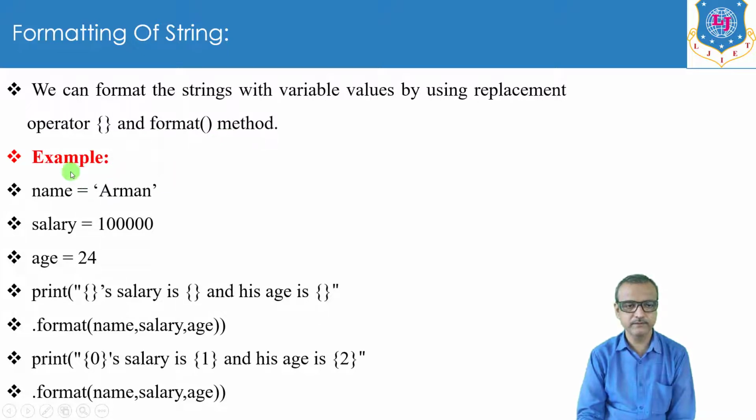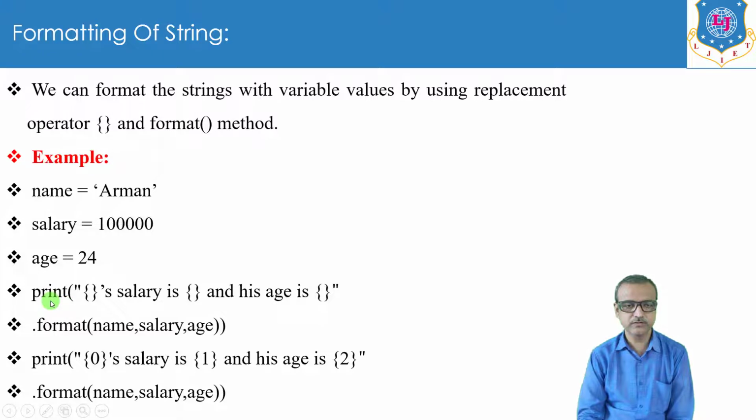For example, here we have taken variable name, and in variable name we are going to assign name, that is Arman, and here in the variable salary we are going to assign this int value, that is 1 lakh, and in the variable age we are going to assign the value, that is 24.